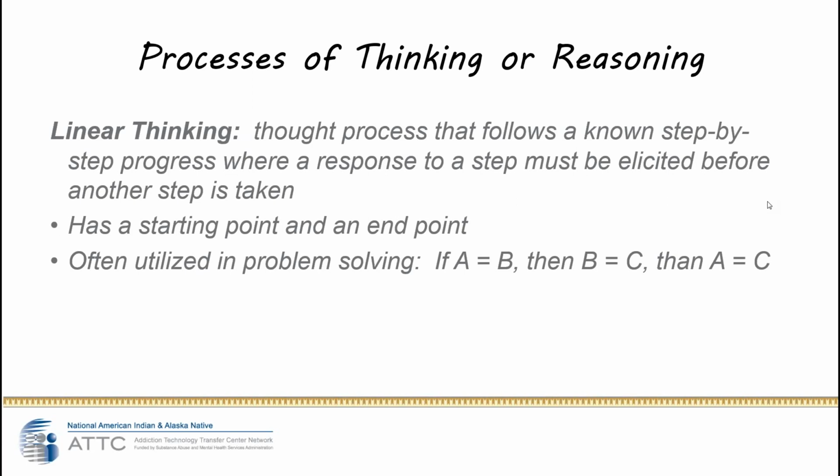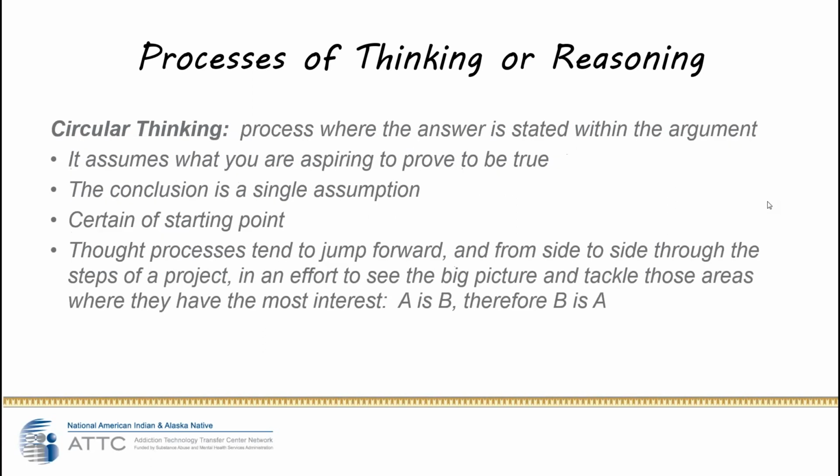If you ask me what I did today, for example, I might start at the beginning of my day and say I woke up and then I did these things, going in a pattern, an order. Some Native Americans might identify more as circular or global thinkers. The answer in a global or circular thinking process is stated within the argument. It assumes that what you're aspiring to prove is true. The conclusion is a single assumption. There could be many starting points, and the process kind of jumps around.